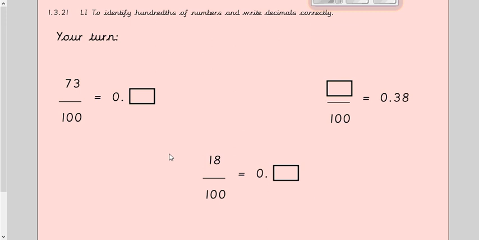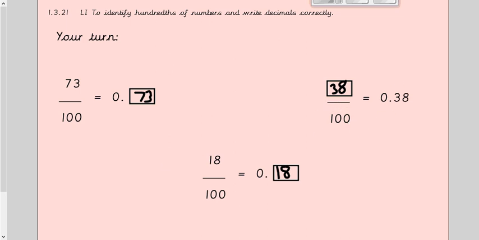Okay, let's go through the answers then. For this one, we have 73 hundredths, so that would be 0.73. This one, 18 hundredths, would be 0.18. And this one would be 38 hundredths equals 0.38. So that one actually you had to do the inverse, I guess. You had to go backwards, but hopefully that one was all right for you and didn't catch you out.